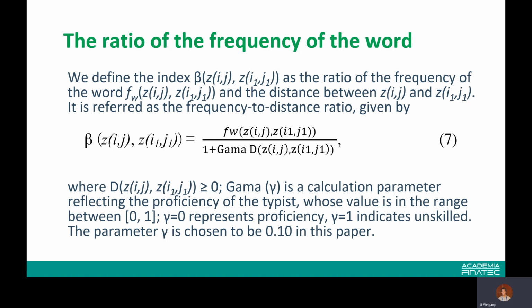Gamma is the calculation parameter that reflects the proficiency of the typist, whose value is between 0 and 1. Gamma equals 0 represents the proficiency. Gamma equal 1 indicates the unskilled typist. So gamma is chosen to be 0.1 in this paper.